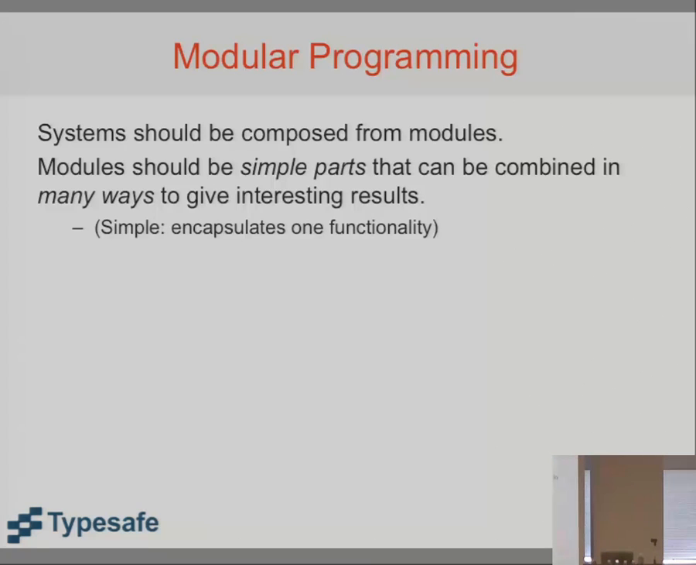So what does modular mean? So a modular system is a system that's composed of modules, obviously. And what is a module? Well, a module should be a simple part that can be combined in many ways to give interesting results. So a good image of a module is, let's say, a Lego brick. You have Lego here in Japan for the kids, for the little children? Lego, yeah. So a Lego brick is something very simple.